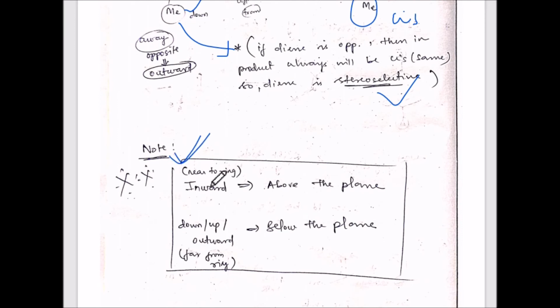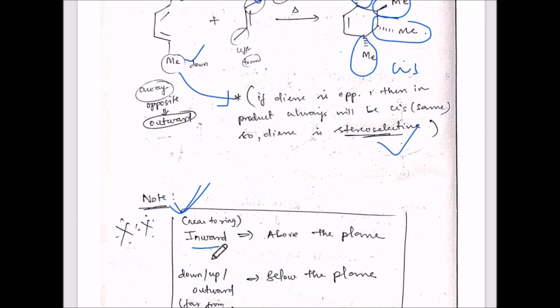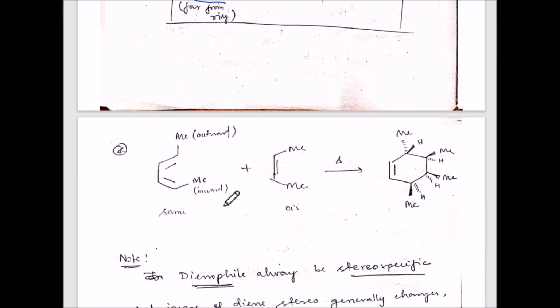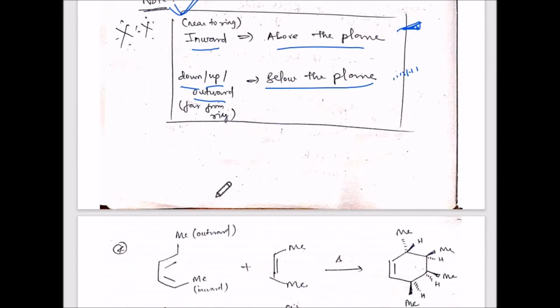And you can note this point also. Near the ring, if you see the substituents are inward, you just put it above the plane. If your substituents are found up, down or outward from the ring, you put it below the plane. Above the plane means you put it with a dark bond like this. Below the plane you put it like this, with a dotted representation. That's it. So you can see the example over here.